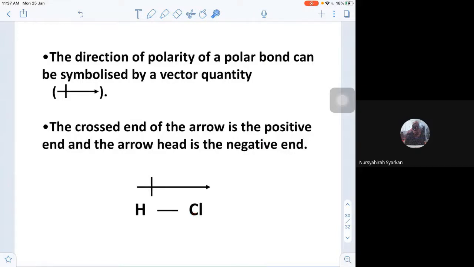Example here, hydrogen and chlorine. Chlorine is more electronegative than hydrogen, so the bond becomes polar, because the electron density will be higher at the chlorine region. So we have to show the polarity of the bond, which side will have a higher electron density, by using this vector quantity. Let me rewrite. This bond is polar, so this is how we show it. The polarity is moving towards chlorine. Chlorine is more electronegative than hydrogen.